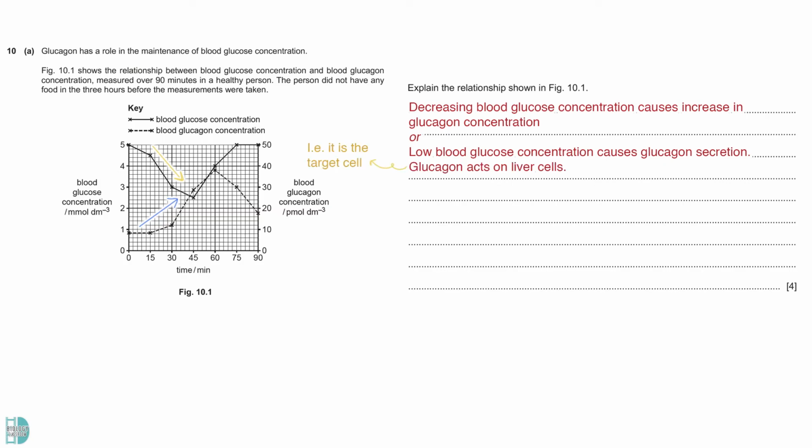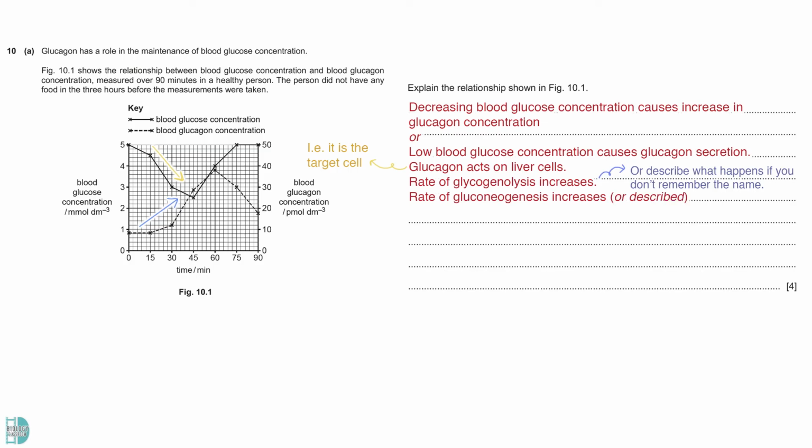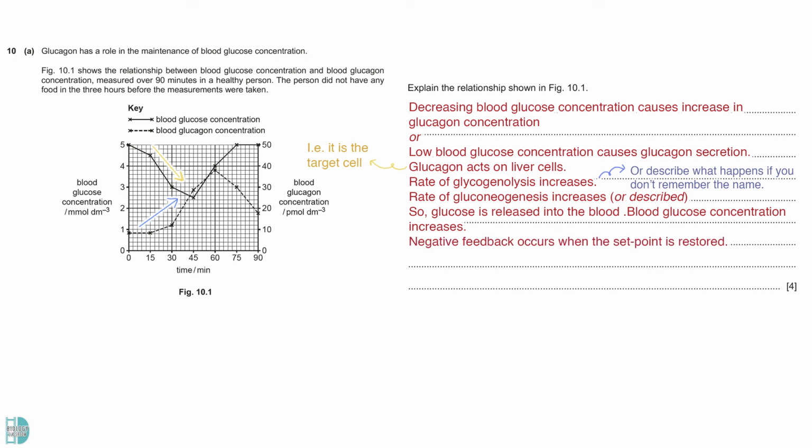Glucagon will then act on liver cells. The rate of glycogenolysis in the liver cells increases, where glycogen is broken down in liver cells and glucose is formed. It also stimulates gluconeogenesis, where pyruvate is converted to glucose. Glucose is then released into the blood. Blood glucose concentration increases afterwards. Negative feedback occurs when the blood glucose concentration is restored to the set point.